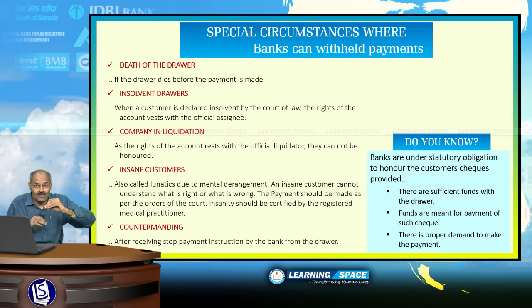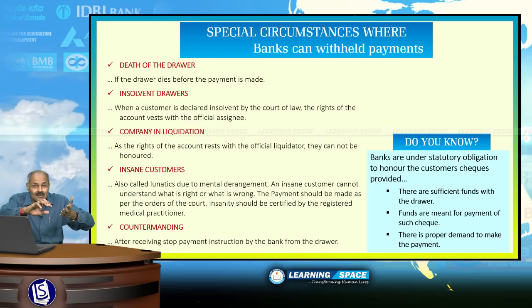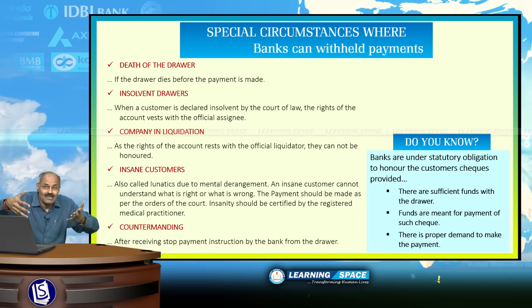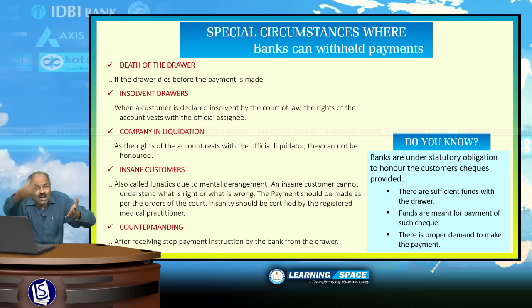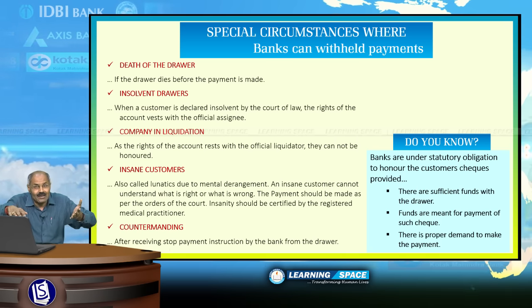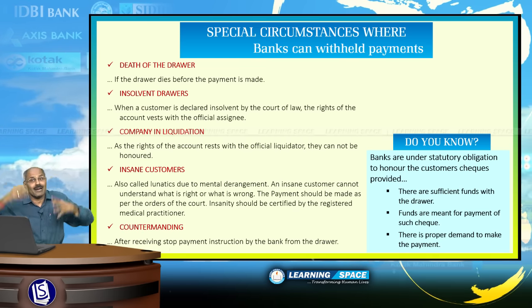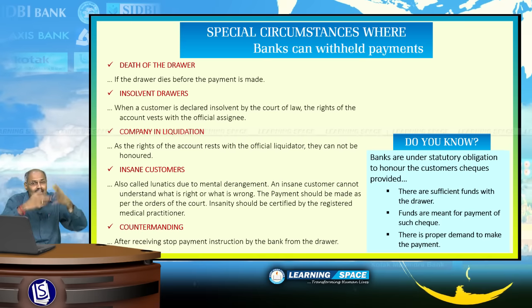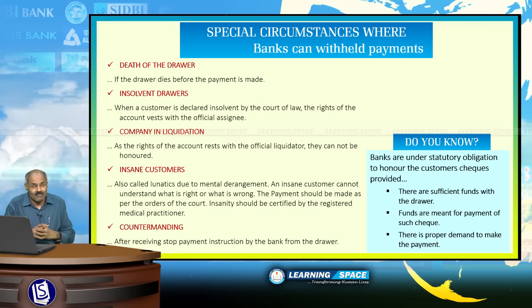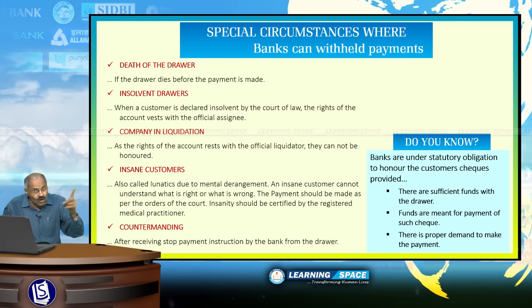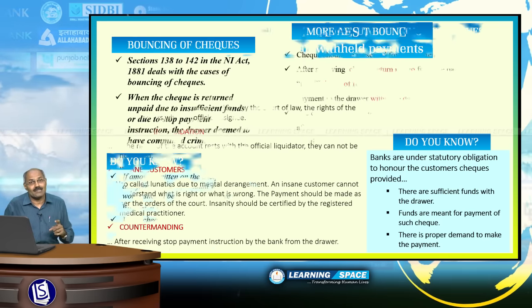Countermanding means X has given a check and Y has not yet presented it. Before that, when X asks the bank to stop payment, then that payment cannot be made to Y. That is called countermanding of the payment. So, under these circumstances, check payment can be withheld. Banks cannot pay under these circumstances, right?